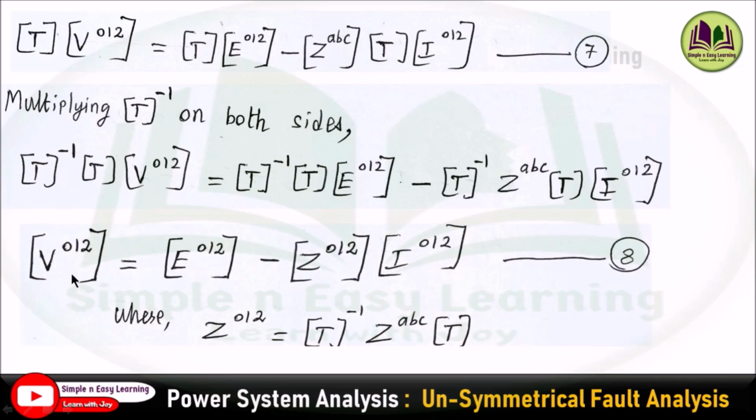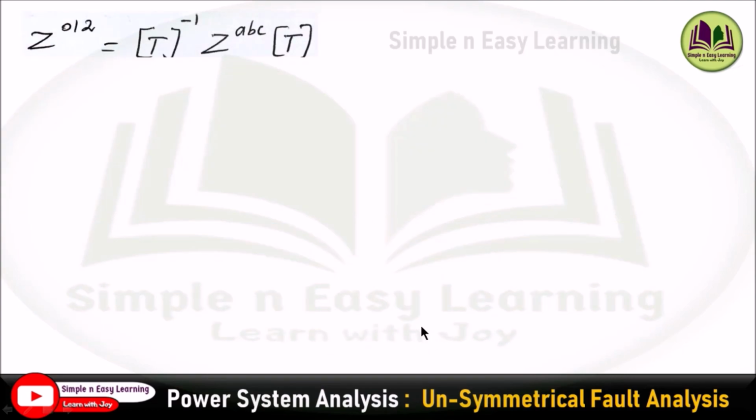So you will be getting V012 equal to E012 minus this whole term, that is T inverse ZABC into T, that will be equal to Z012 into this I012. So Z012 equal to T inverse, the transformation matrix inverse, into ZABC into T. So we are going to find this Z012.